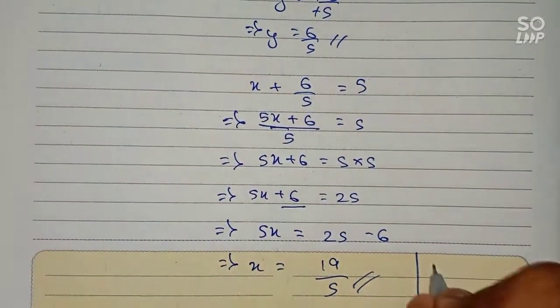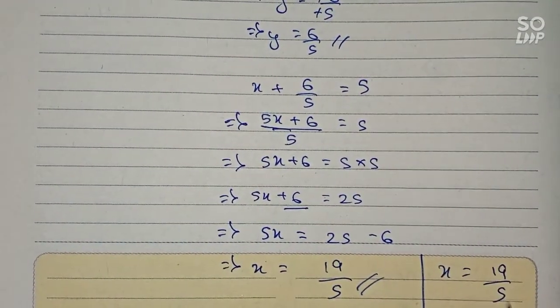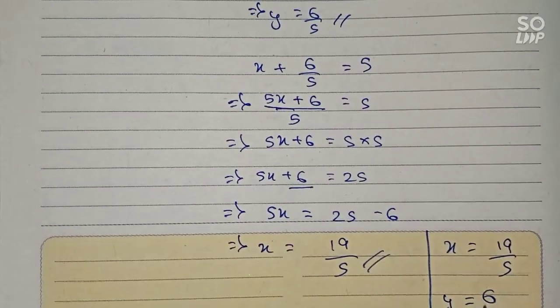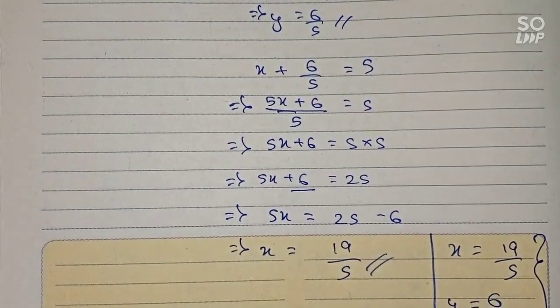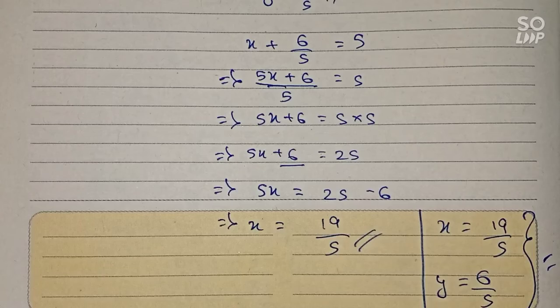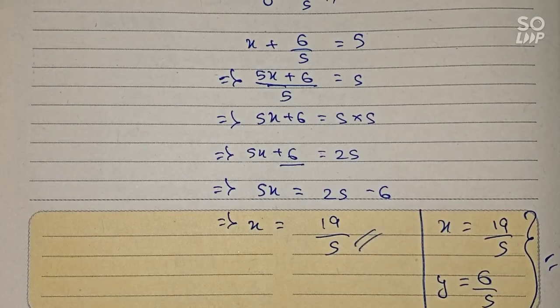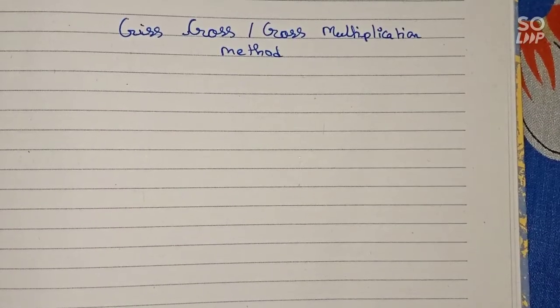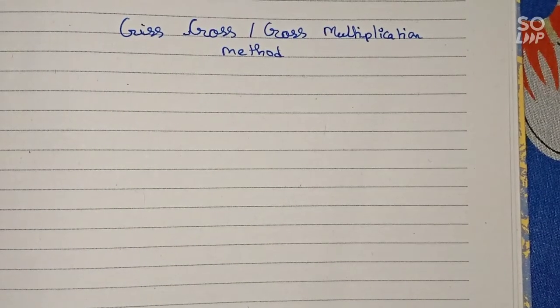So the value of x is equals to 19 by 5, and the value of y is equals to 6 by 5. So you get the final answer for this question. So now the elimination is clear to us, and now our last method is crisscross method. So now the last, that is crisscross method or the cross multiplication method.